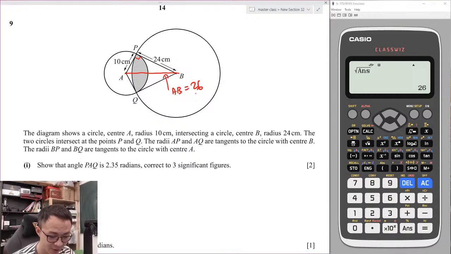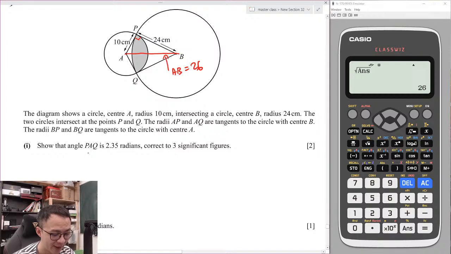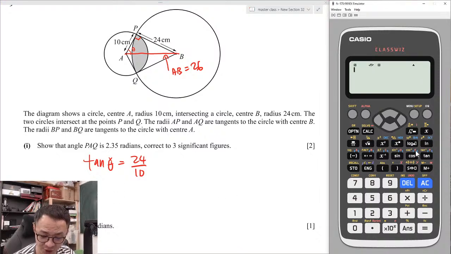Okay, do one by one first. Show that the angle PAQ is 2.35. PAQ first, you want to know the angle. So solve the triangle, theta here, using the tangent. Tangent theta equals 24 over 10. Then I times 2. Change to radian, shift tangent, 24 over 10.